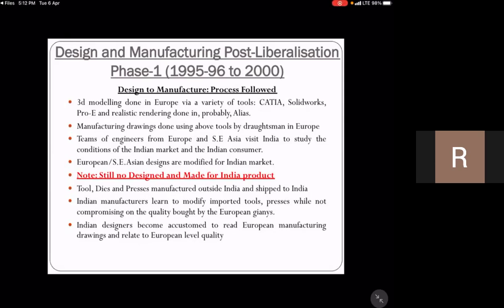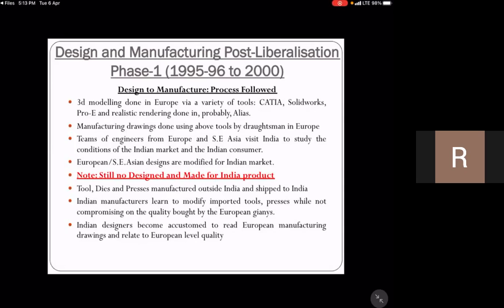Mind you, this was post-liberalization. We were just about 40 years after independence. We were not yet bitten by that industrial age bug. So we were not that good in manufacturing drawings and making tooling and all that. Even though we had a few success stories, they were few and far between compared to Europe and other countries.